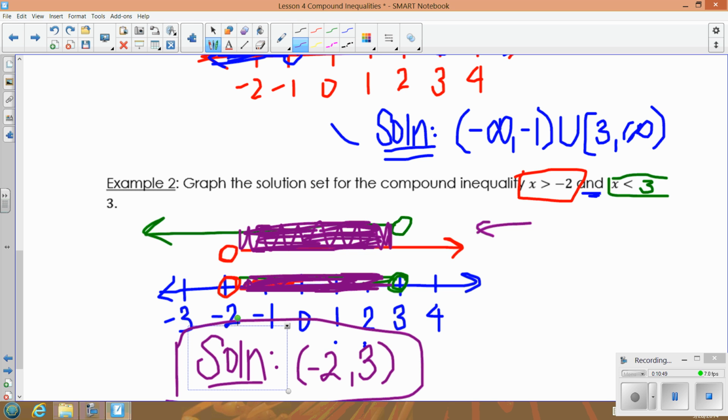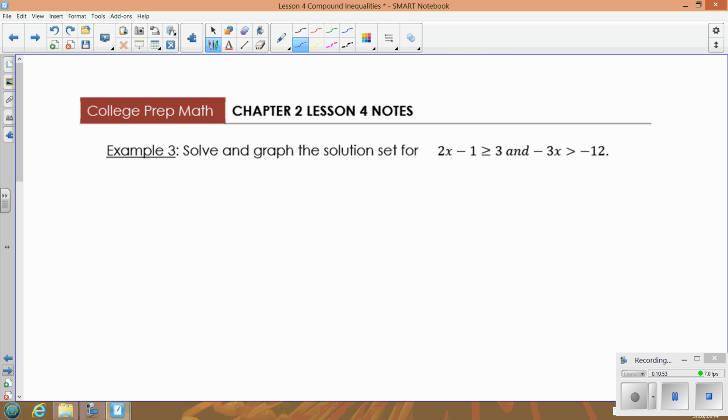All right, let's look at a couple more examples. So the next one, you're going to actually have to do a little bit of solving, and it's an and. So that means I expect my solution to be in the middle of my two values that I get out when I solve. So separate these and solve them. So I have 2x minus 1 is greater than or equal to 3. So let's solve that.